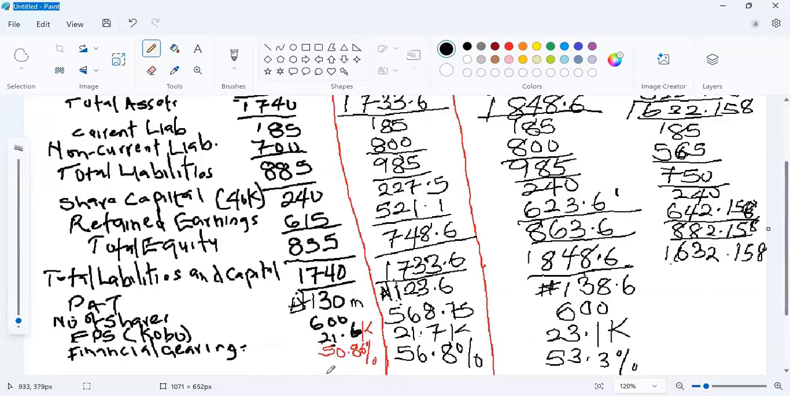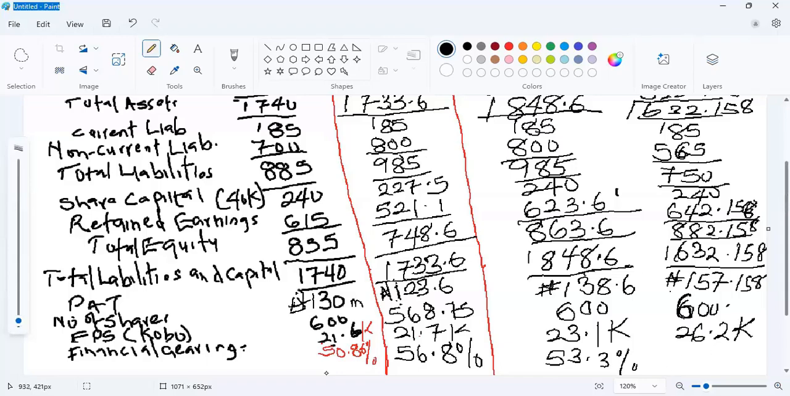You can close this now. Our net profit is 157.158. Number of ordinary shares remains unchanged because nothing is affecting this: 600 million. Now calculate earnings per share: 26.2 kobo. Once you multiply by 100, that means you have your answer in kobo.